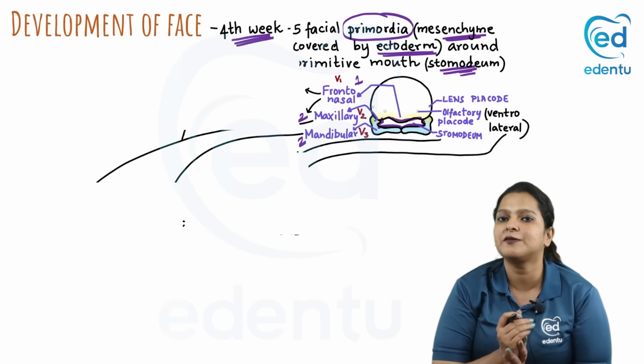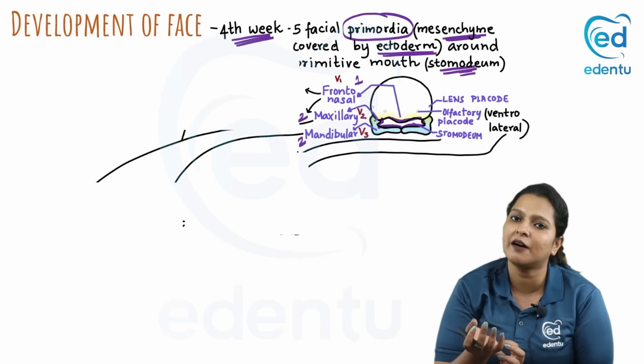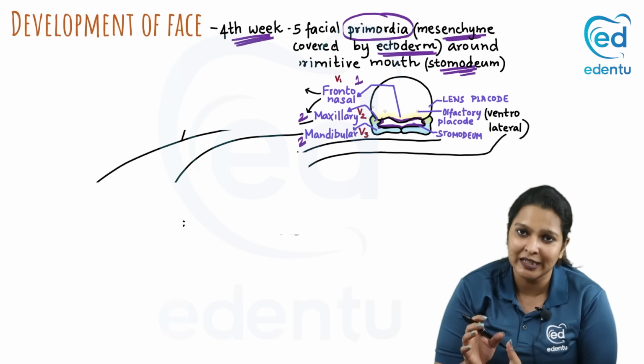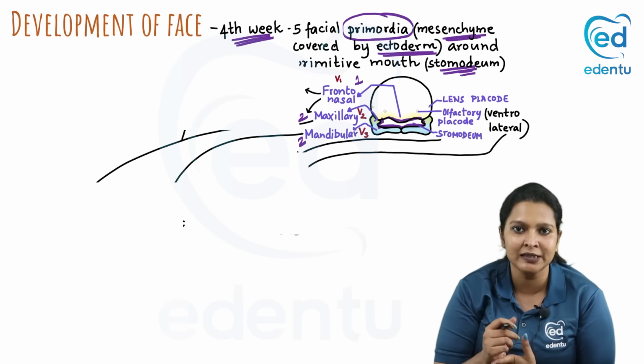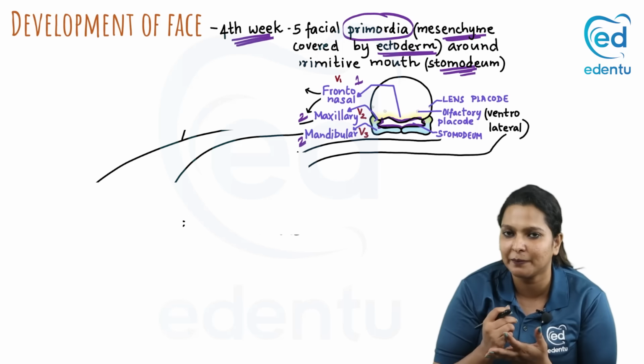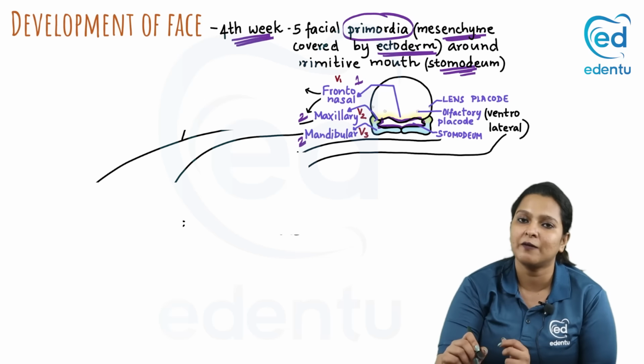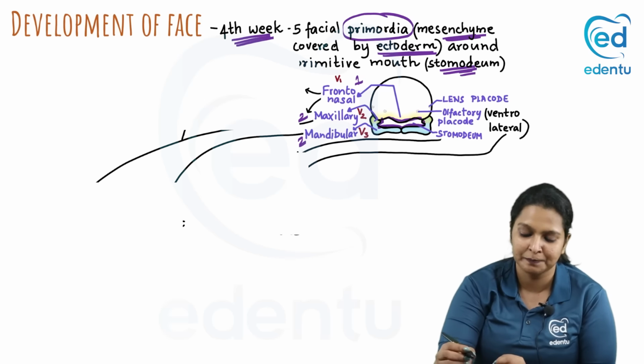What is the content of these 5 facial swellings? It is made up of mesenchyme that is covered by the ectoderm. So these 5 swellings are named as frontonasal swelling, a pair of maxillary swelling and a pair of mandibular swelling. So these will develop into the future face.